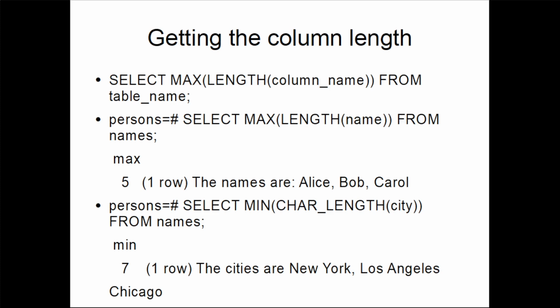Here is how to use max length in MySQL. SELECT MAX(LENGTH(name)) FROM names. In my case it will return 5, the names are Alice, Bob, Carol. There is also a minimum length. SELECT MIN(LENGTH(city)) FROM names. It returns 7, the cities are New York, Los Angeles, Chicago.